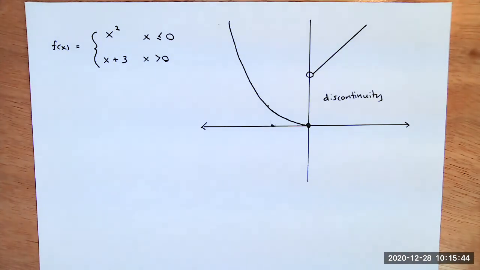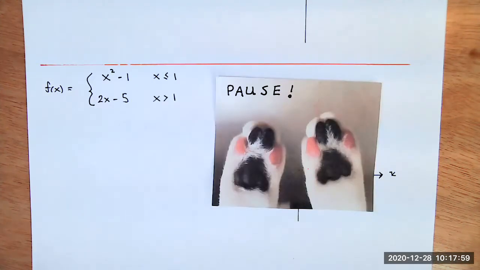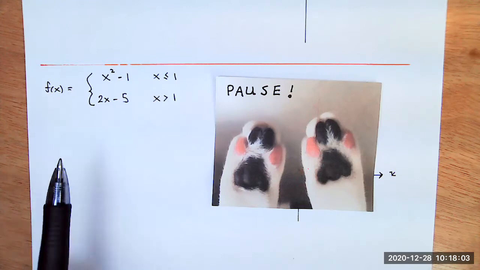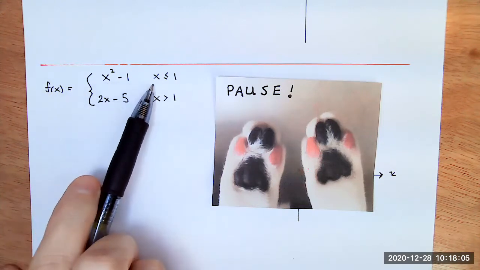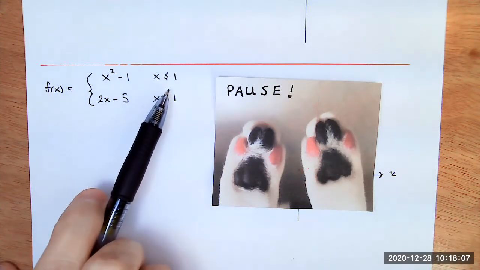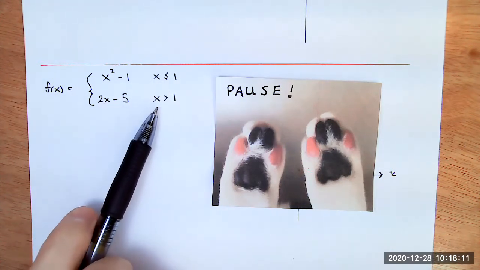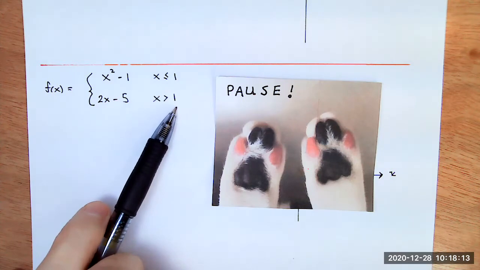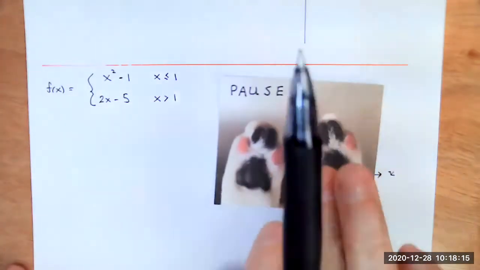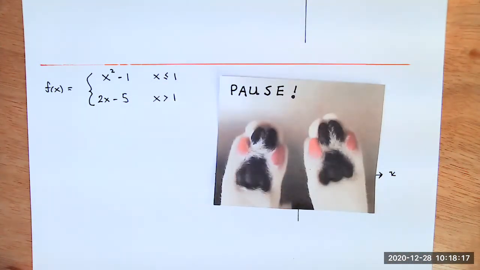Let's look at another. All right, let's graph f of x is x squared minus 1 for x less than or equal to 1, or 2x minus 5 for x strictly greater than 1. So I would hit the pause button and try that one on your own.